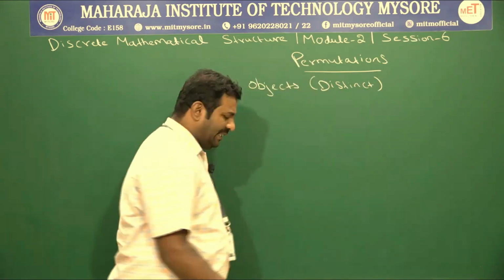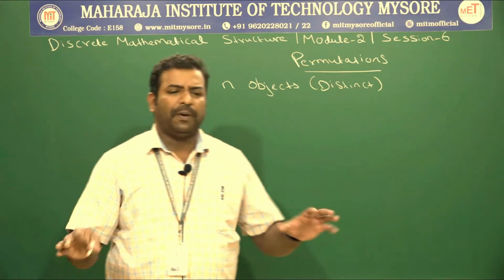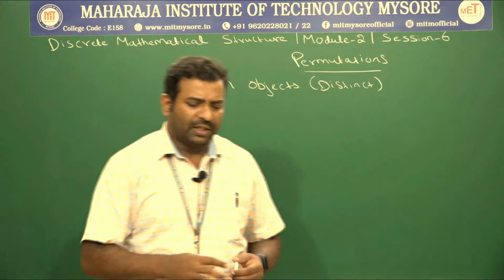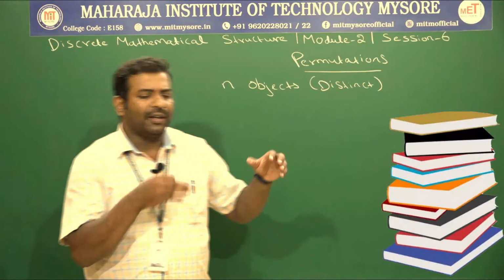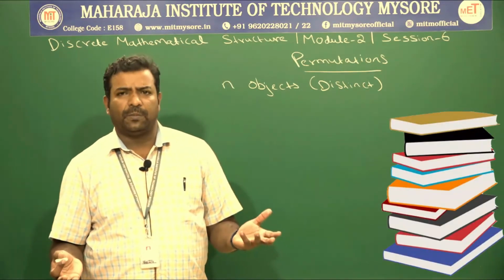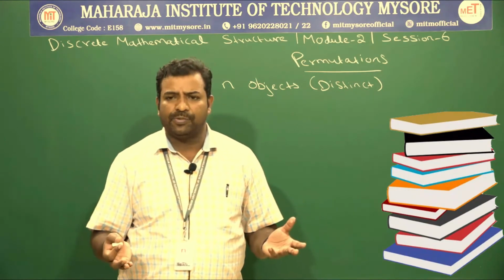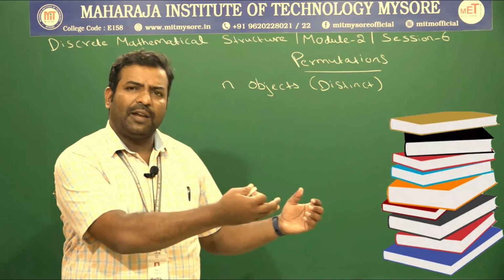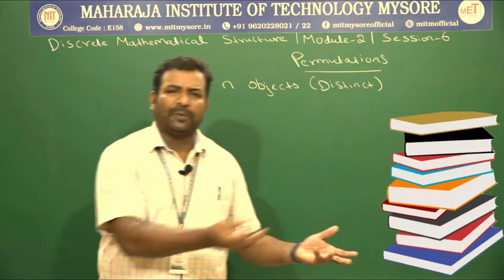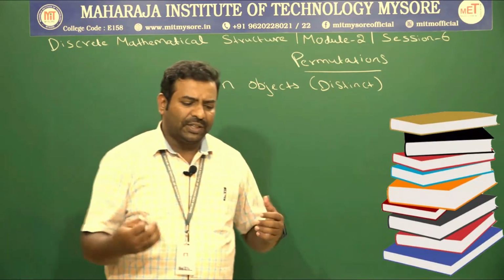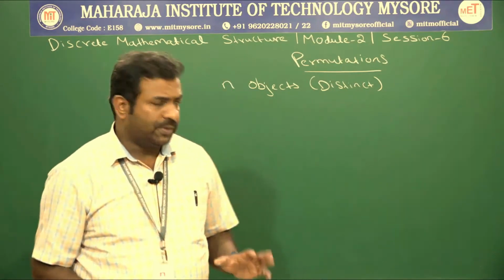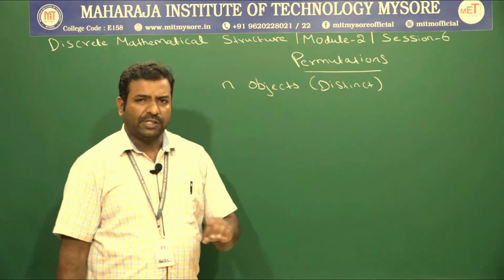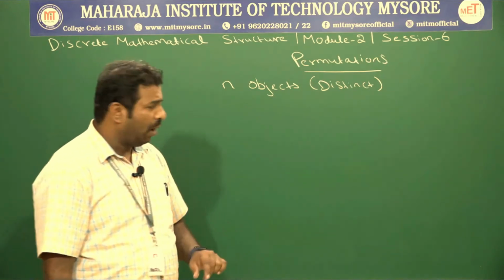What does distinct say? It's an independent object which is not dependent upon another. If I take 10 books, each book is an object and each book is a distinct object. If I pick one book, the other 9 books stay as they are. There is no dependency. That is what a distinct object is all about. So we are going to have n distinct objects.